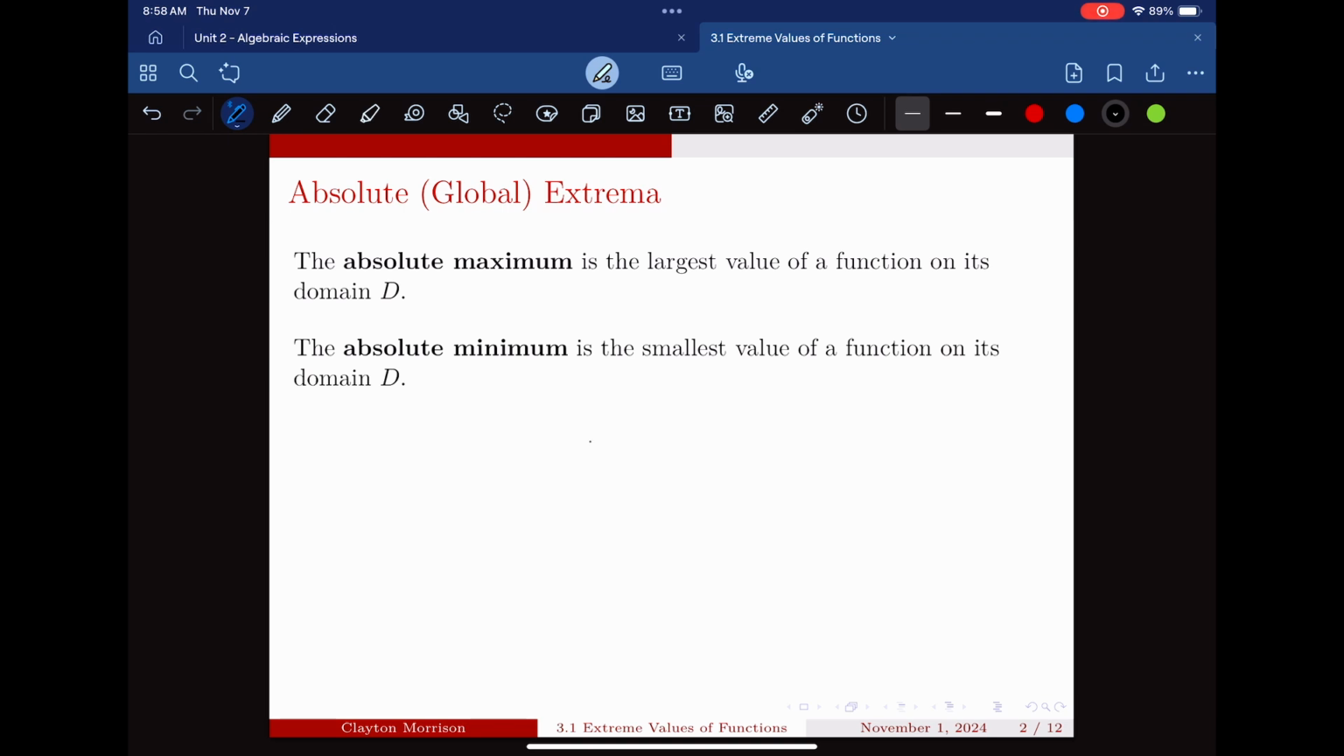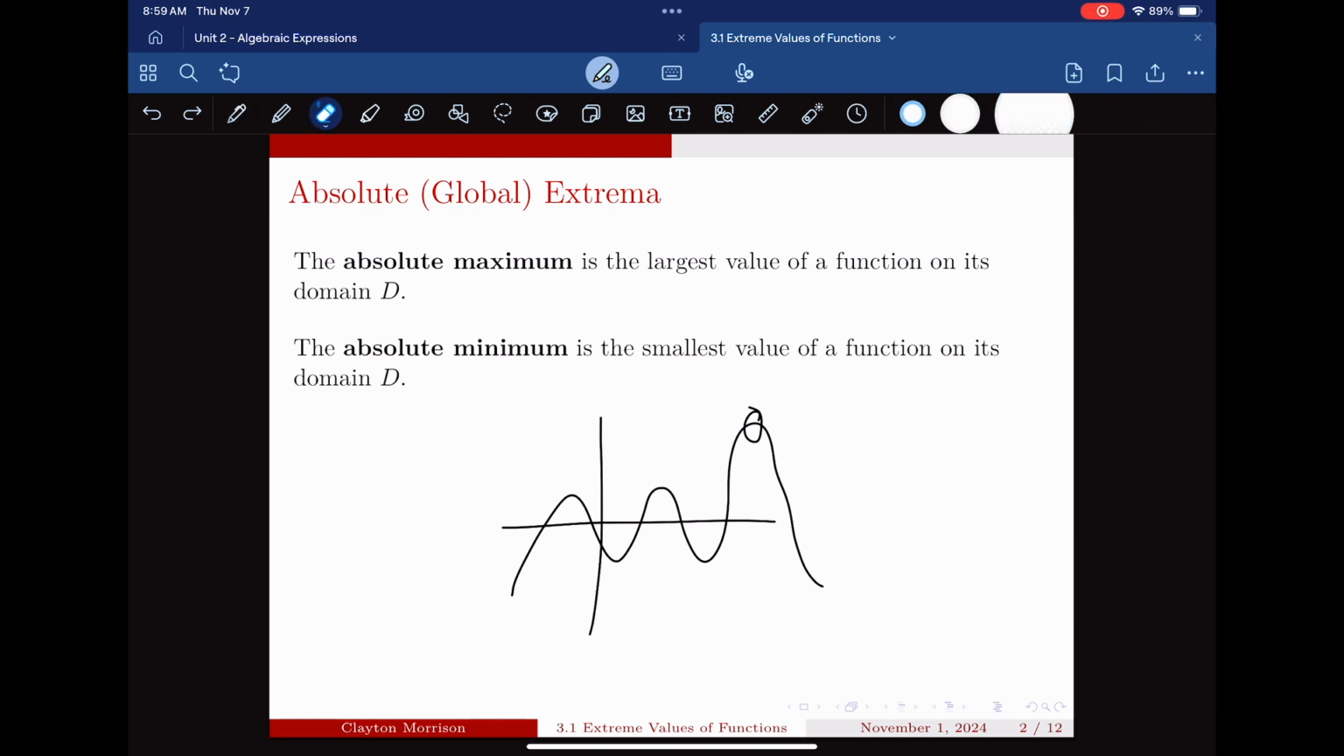So if I've got a quick little something like that, this is the largest maximum. You have other maximum values, these guys, and we'll get to what those mean in a second. But the absolute or global maximum is that largest value, and the absolute or global minimum is the smallest value. So if I were to change this guy a little bit and pull him down pretty far, there we go. Now he's definitely the absolute minimum. So that's all that means.